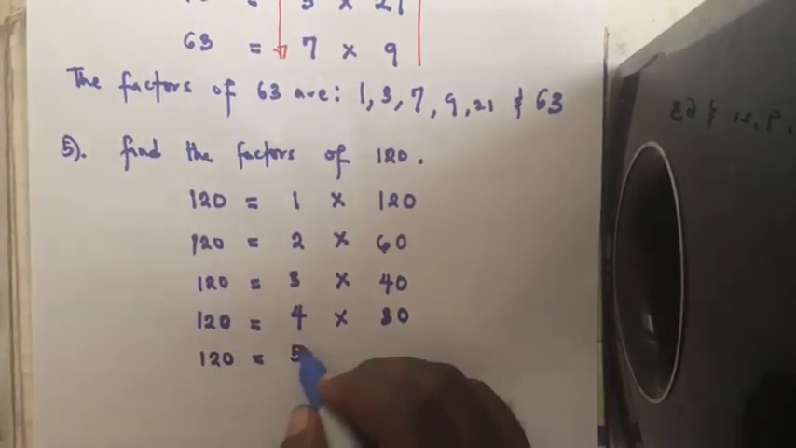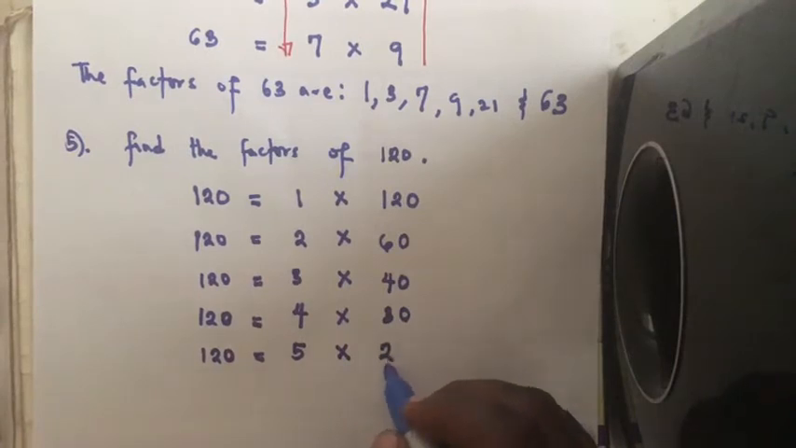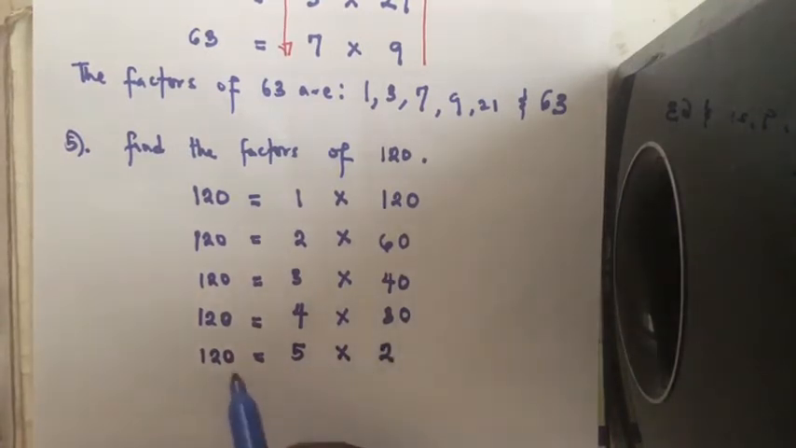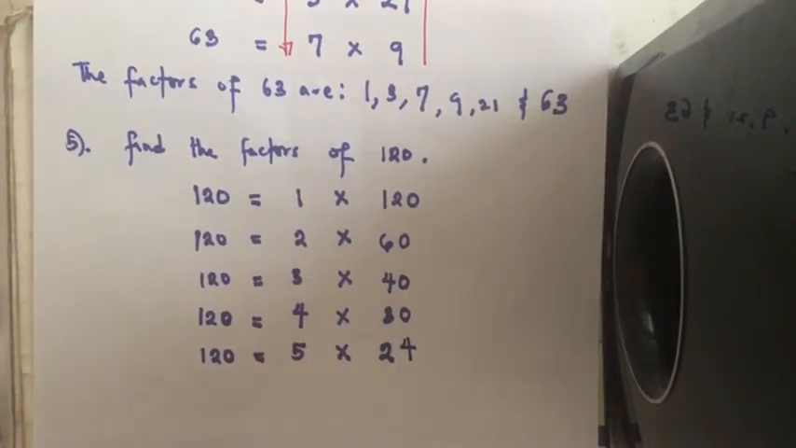120, this is 5. 12 divided by 5 is 2, 2 times 5 is 10, remainder 2. This 2 is added to 0, that becomes 20. How many 5s can I get in 20? That will give us 4. So that means 5 times 24 will give us 120.